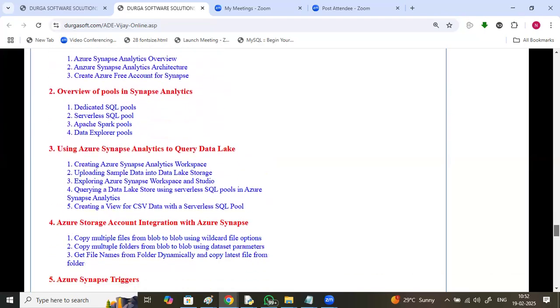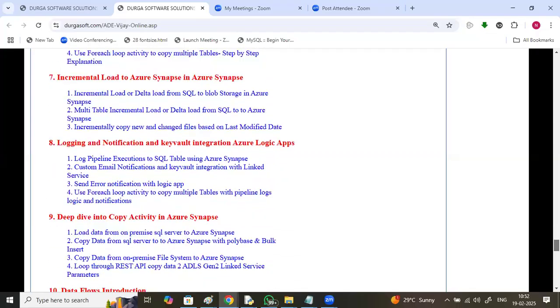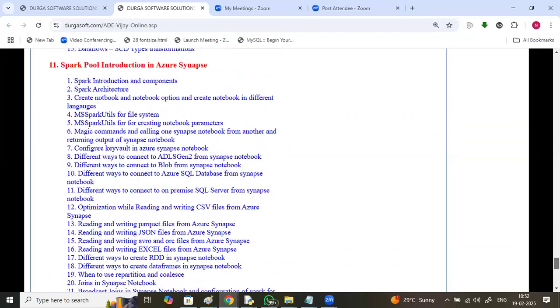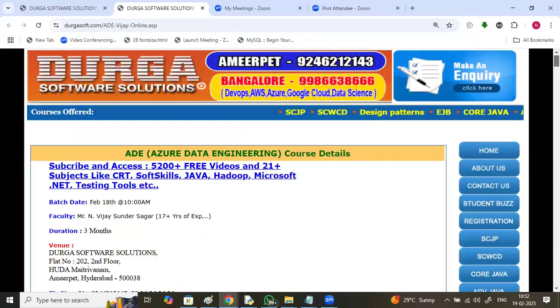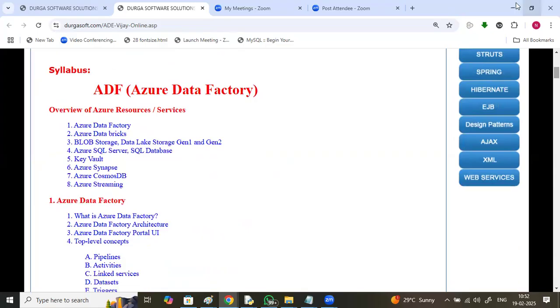You can check Azure Synapse also in brief. Apart from this, you'll also get knowledge of Azure SQL, Data Lake, Cosmos, and Streaming. So in brief, you'll be getting this knowledge.